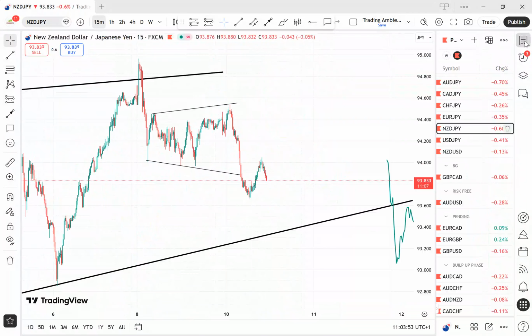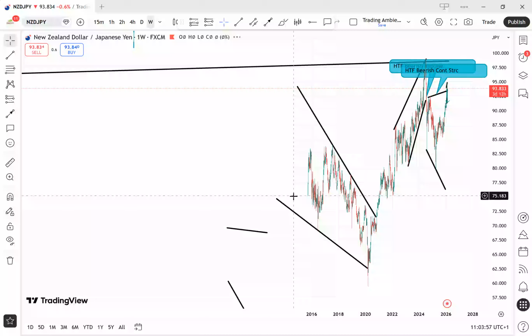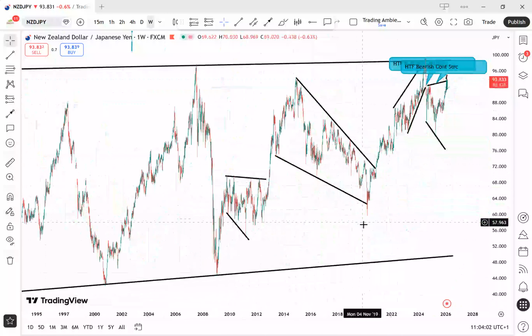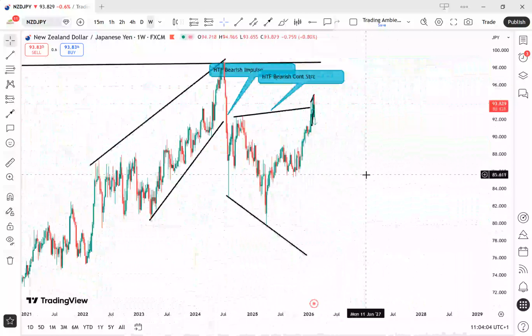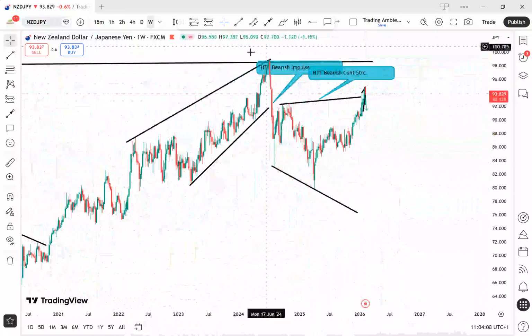So next in line is New Zealand JPY. On New Zealand JPY, going up to the weekly time frame, we have this bearish impulse, a bearish continuation overall structure. So the price approached this high with this wedge and broke out aggressively to the downside.